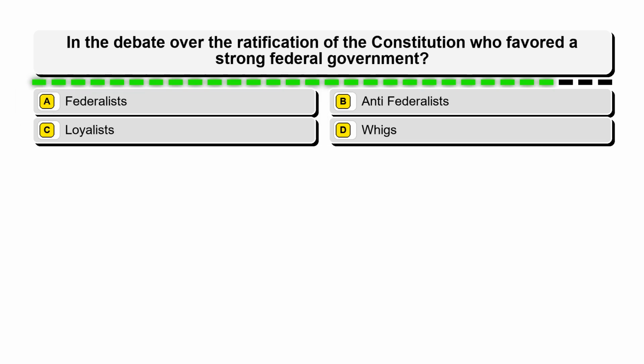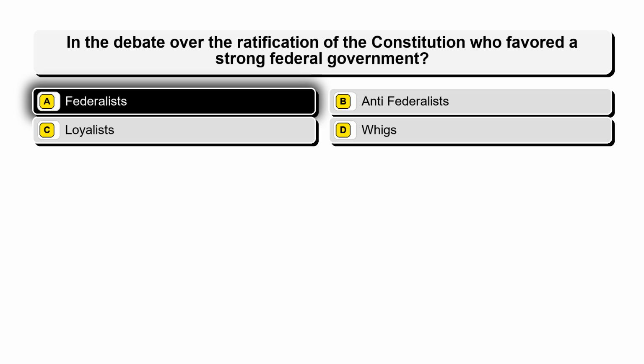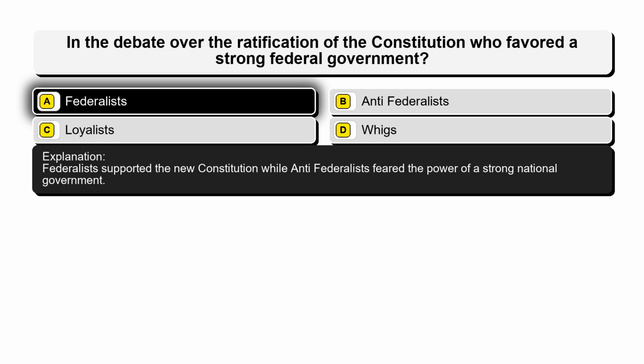Question 62. In the debate over the ratification of the Constitution, who favored a strong federal government? Option A, Federalists. Option B, Anti-Federalists. Option C, Loyalists. Option D, Whigs. The correct answer is option A, Federalists. Federalists supported the new Constitution while Anti-Federalists feared the power of a strong national government.